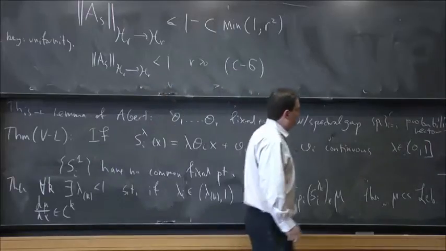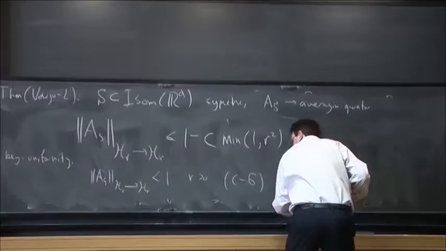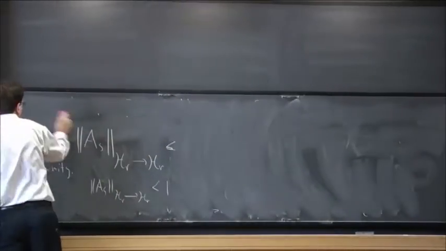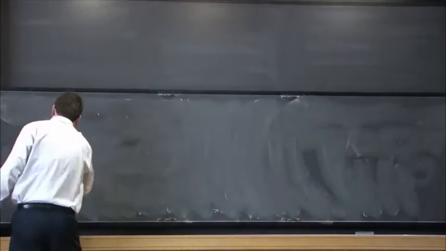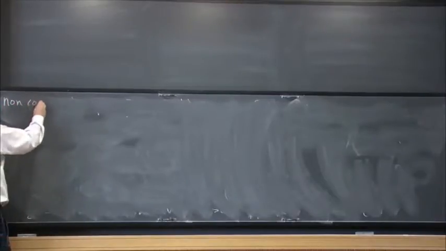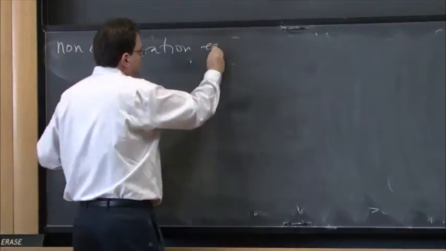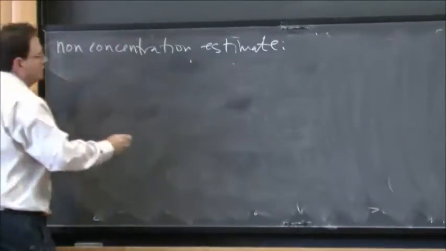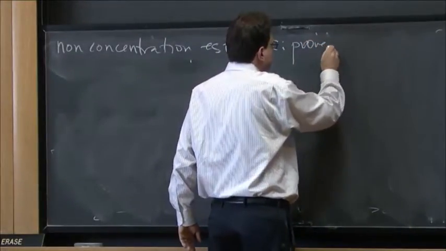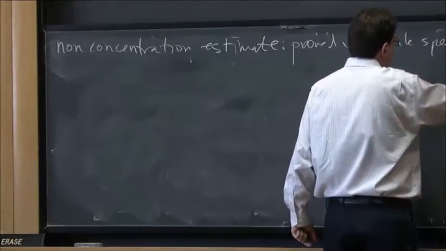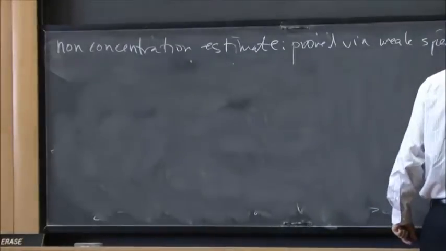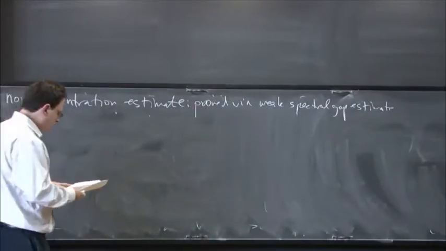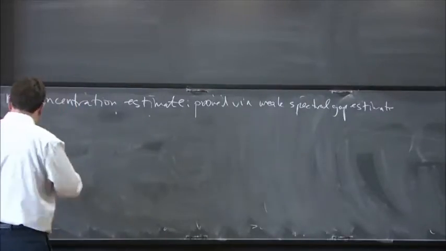non-concentration estimate, and the way we prove the non-concentration estimate which we want in order to prove the spectral gap estimate, we prove using a weak spectral gap estimate, which likely is not very far from what Bourgain and Gamburd did. The weak spectral gap estimate is the following.